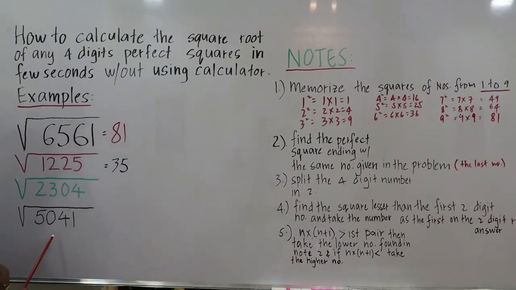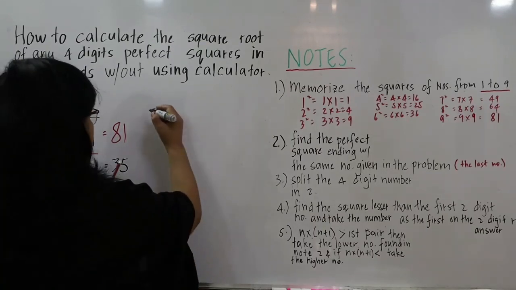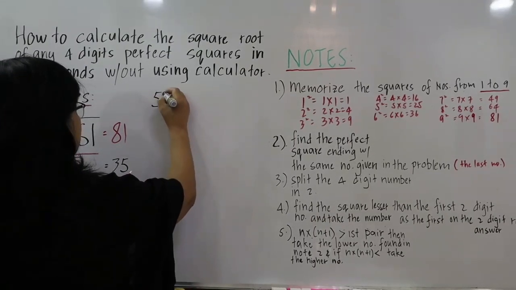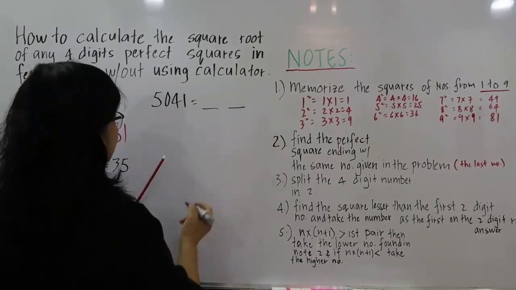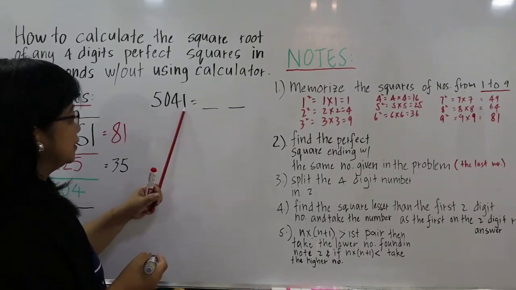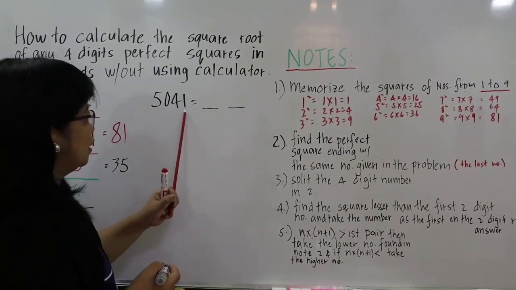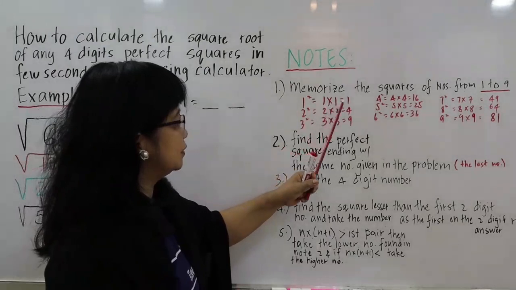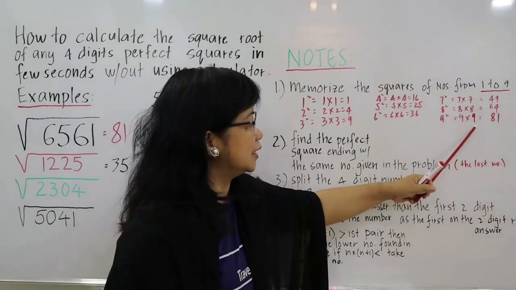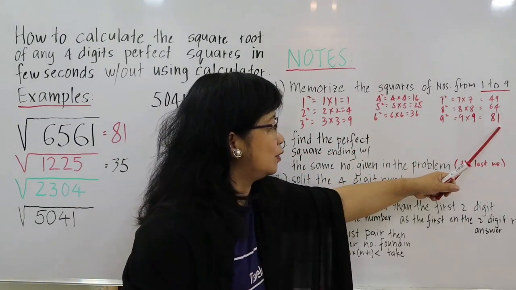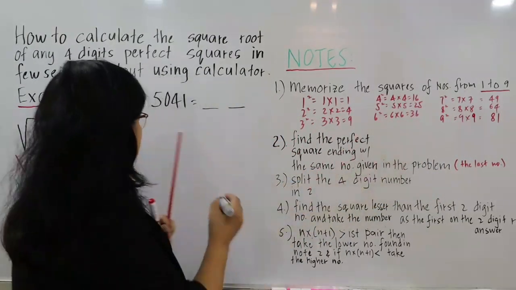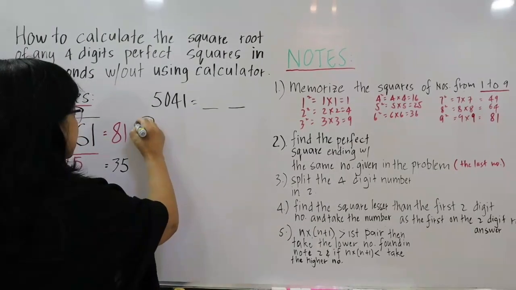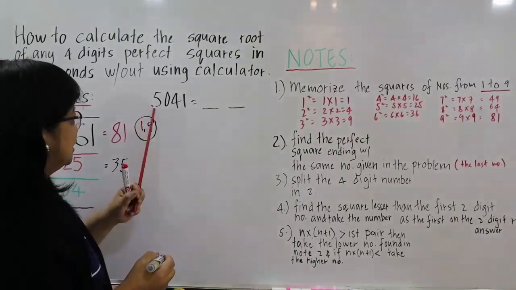So we will solve the last example here for the 4-digit number. Now, 5041. Of course, as I've said, find the ending of the squares which ends in 1. So 1 by 1 is 1, and 9 times 9 is equal to 81. So the ending is 1, and the same is 1. So we have 1 and 9. Set them aside, because we'll use them later.